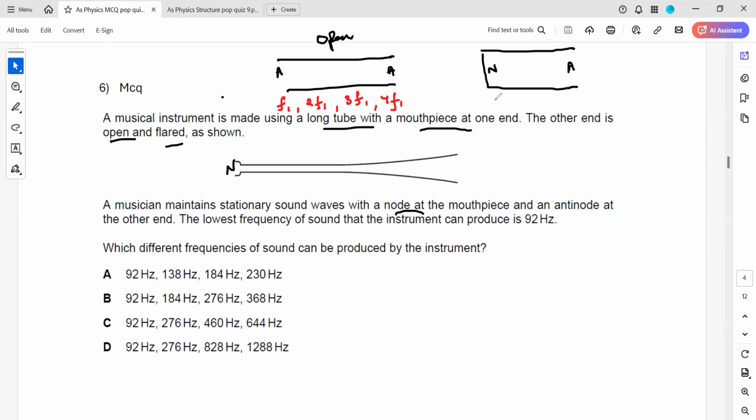But if it is a closed pipe, what is the comparison? The first frequency is F1, the second loop frequency will be 3F1, the third loop frequency will be 5F1, the fourth 7F1, the fifth 9F1 and so on, multiples of the odd numbers.